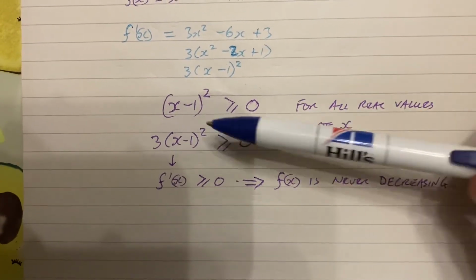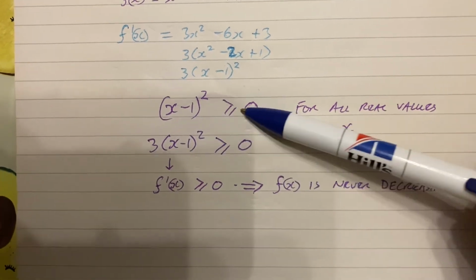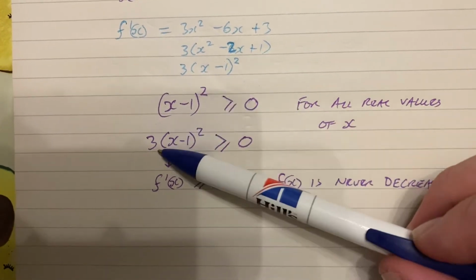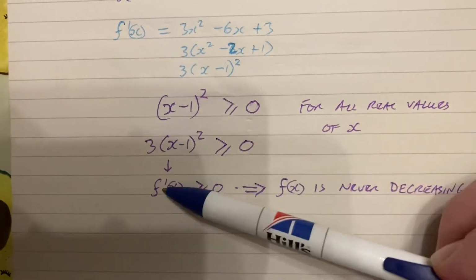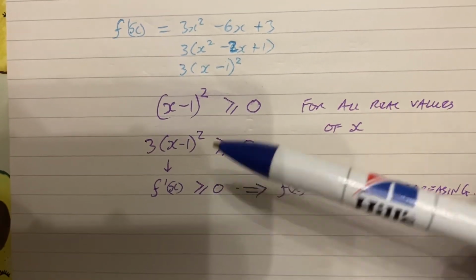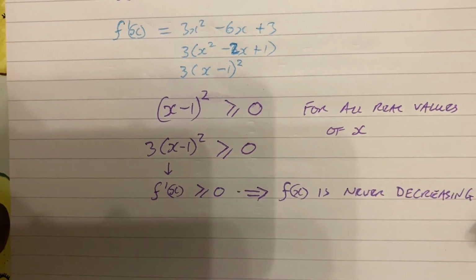Real values of x. So when we square something, it's got to be 0 or bigger. So when we times it by 3, it's still got to be 0 or bigger, which means f dashed x has to be 0 or bigger, which means the function is never decreasing.